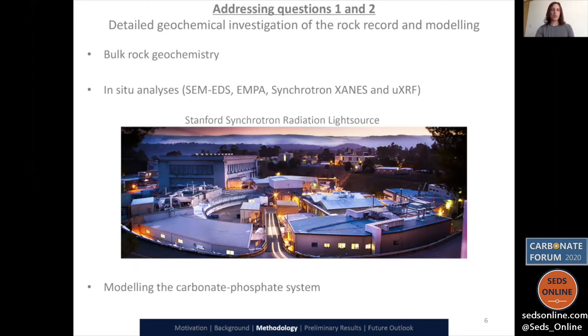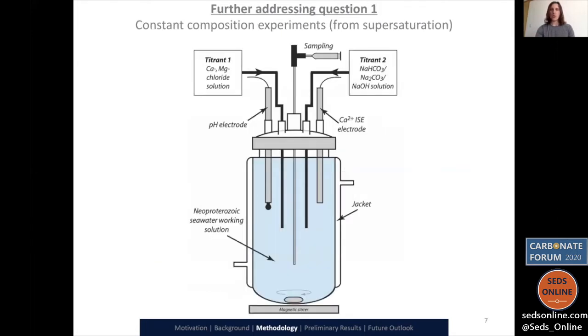The second approach is based on modeling of the conditions of our carbonate phosphate system, supported by our experimental and empirical observations. I will not dwell here anymore because Sascha has already spoken about this, but this is the other approach we're using, experiments, to further test mechanistically and understand processes that we may observe in the rock record.